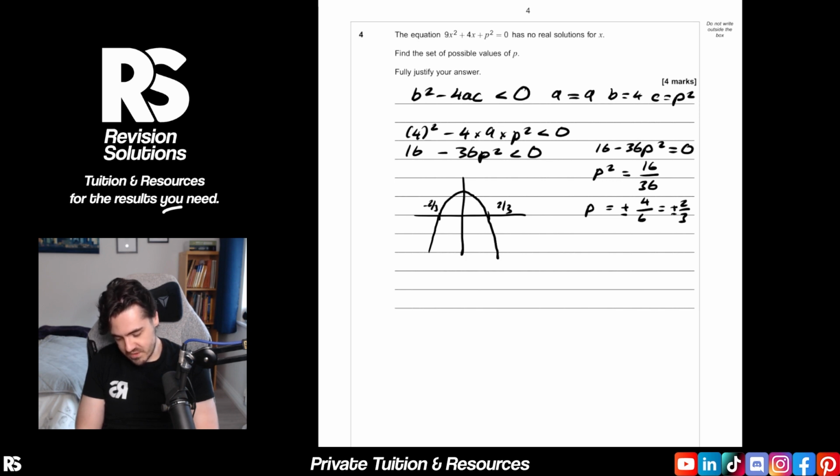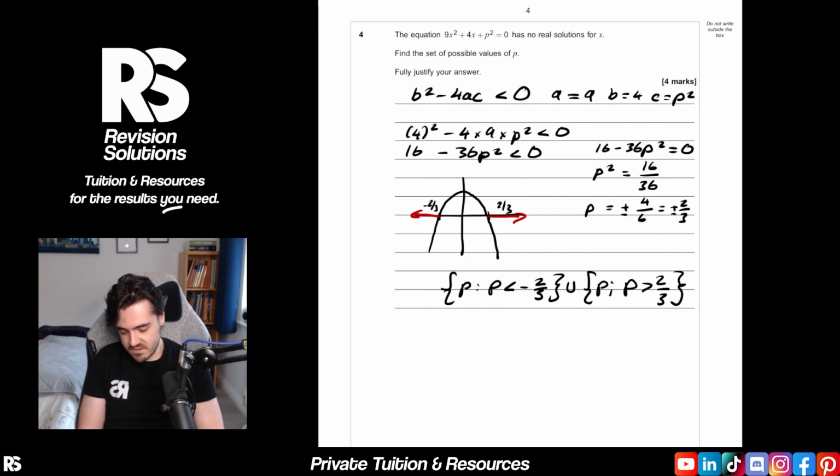And we're interested in where this quadratic is strictly less than 0. So we want to take the set of values for p from the left of minus 2/3 and from the right of 2/3. So we can express that in set notation as the union of two sets. The first set, let's say p, the set of p values where p is less than minus 2/3. And then we're going to take the union with the set of values of p where p is greater than 2/3.